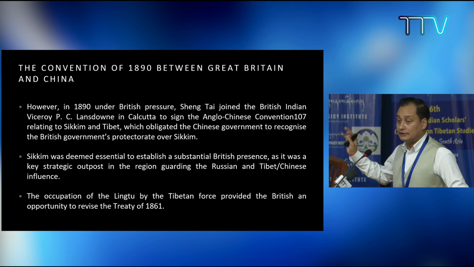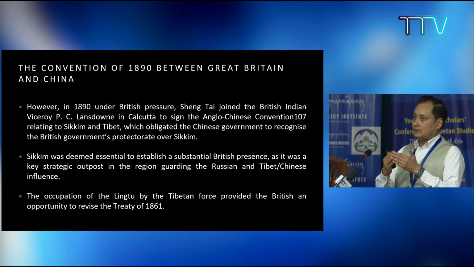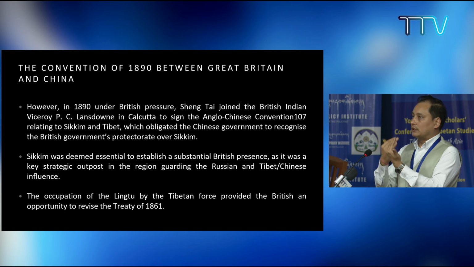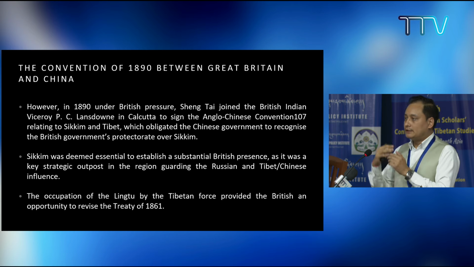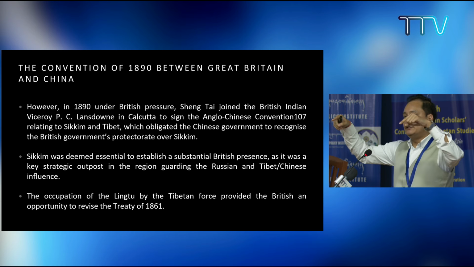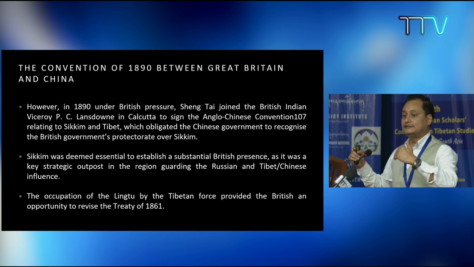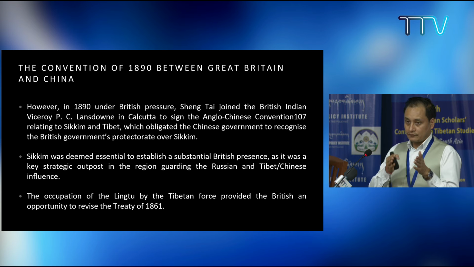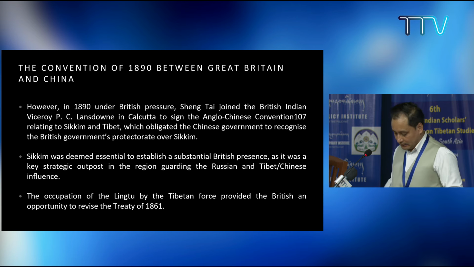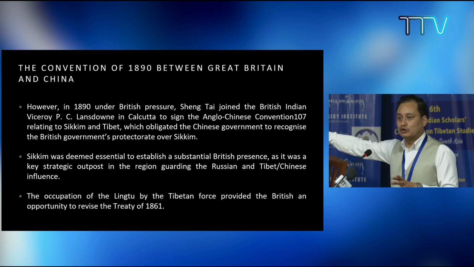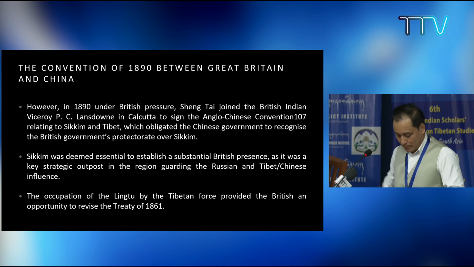In this convention, the border was demarcated between Sikkim and Tibet, but Sikkim and Tibet were not party to this convention. It was decided over the heads of Sikkim and Tibet by the British Empire and China. That's why Tibet did not accept this border for a long time.